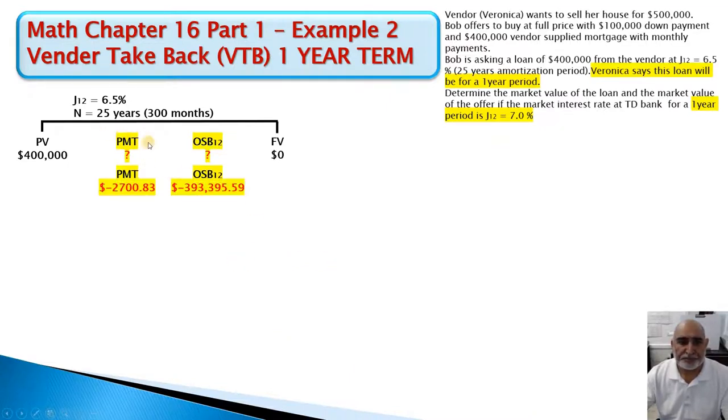So these are the two things that we needed to find. Sometimes on the exam questions, they will give you both of these things, so then you do not need to do the first timeline diagram.